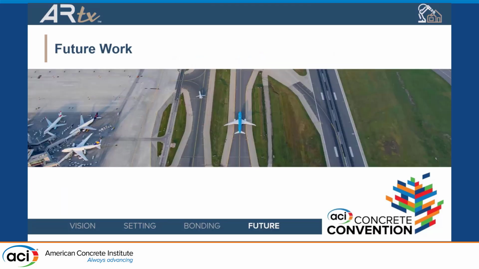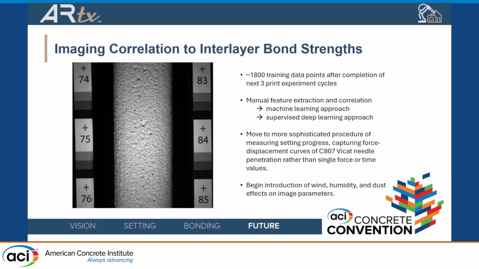So that kind of brings us to future work. There is now a plan to generate about 1,800 training data points that we'll have after we complete these next 3 print cycles. So we have one more with NIST, then we're going to print with a US-based robotic arm commercial printer, and then we're going to print with a gantry commercial printer, along with, in one case, their proprietary mix, and in the other case, a commercial off-the-shelf mix that they help develop.